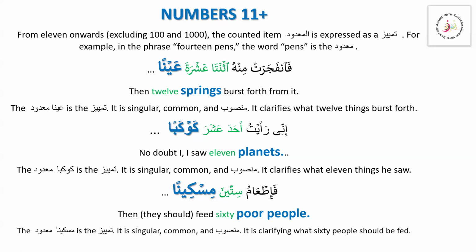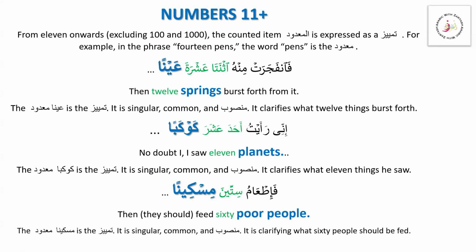So a madud will be a tamyiz, which we can see is singular, common, and mansoob. And we know what tamyiz is: it clarifies the vague part. So it clarifies what 12 things burst forth. It is just clarifying this. That is why we are considering it as tamyiz.